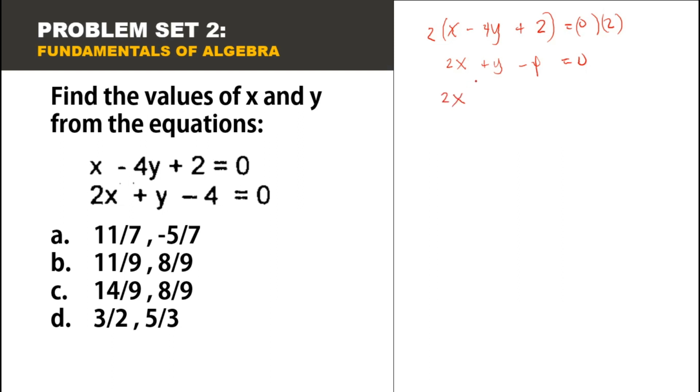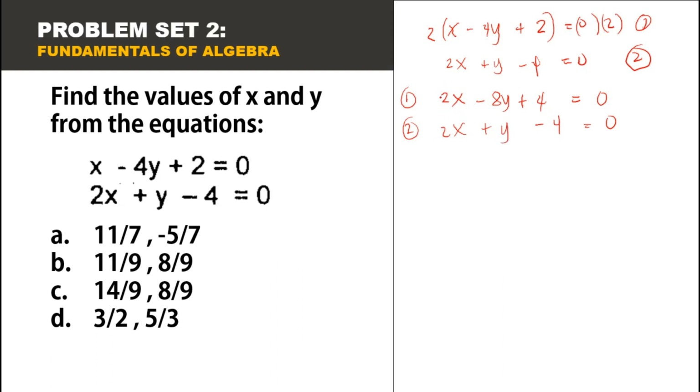So from equation 1, we have 2x minus 4y plus 2 equals 0. Equation 2 is 2x plus y minus 4 equals 0. So 2 times x is 2x, 2 times negative 4 is negative 8, and 2 times 2 is positive 4. So this is plus y minus 4.